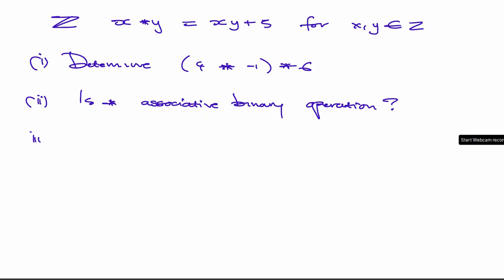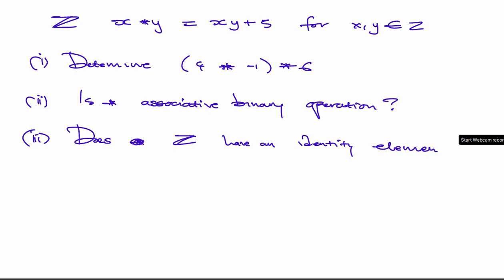Then 2, actually 3. The question is, does Z have an identity element with respect to star? Does Z, which is integers, have an identity element with respect to star? You read what I've just said here. Okay, so let's start by evaluating this.